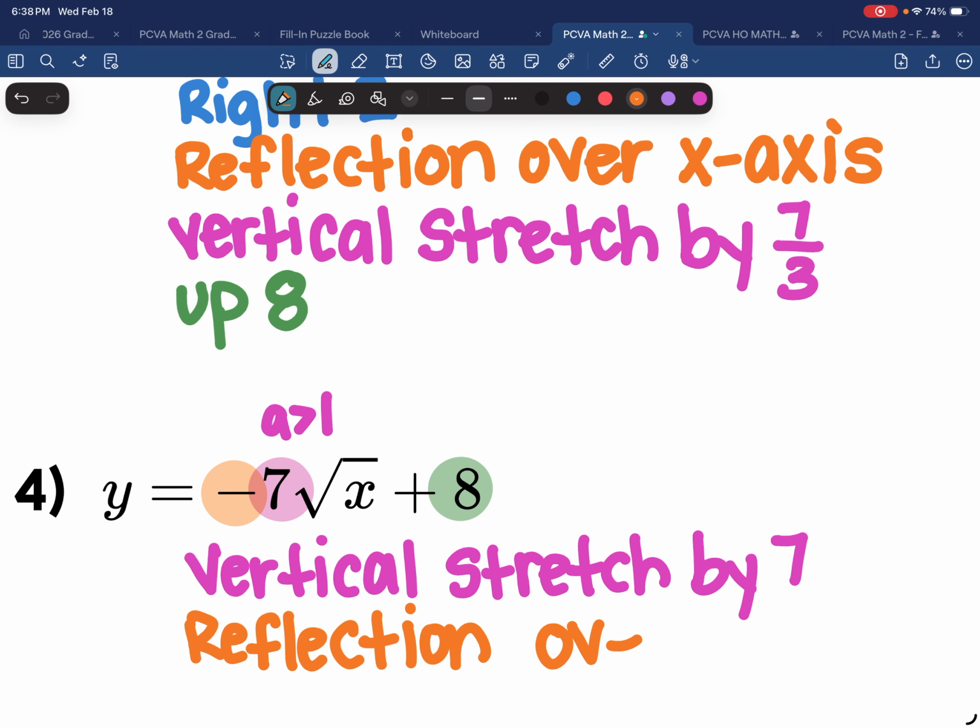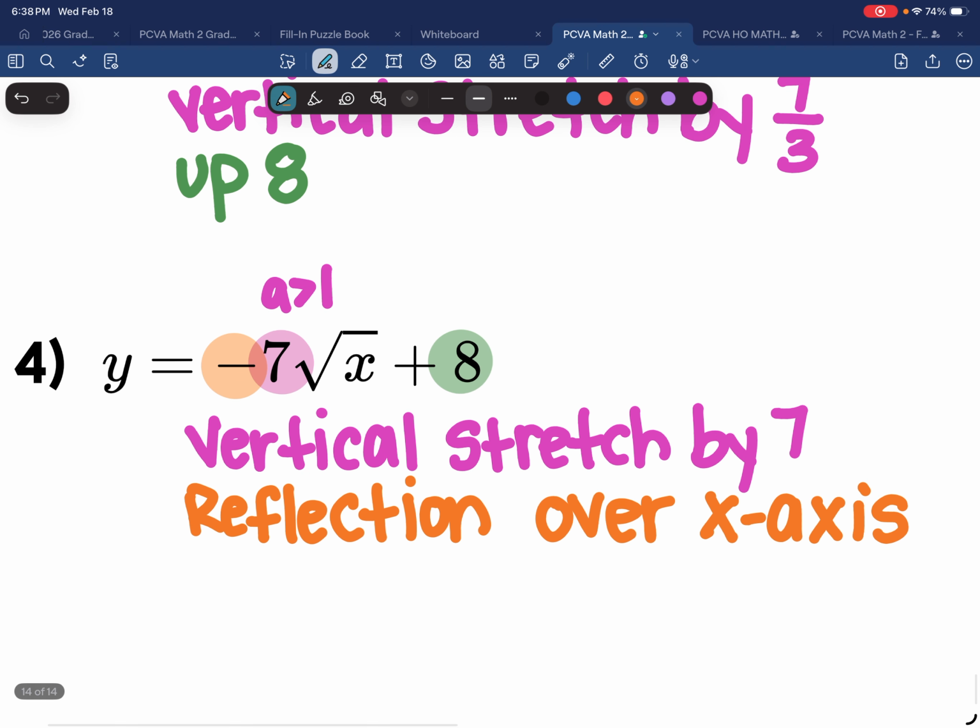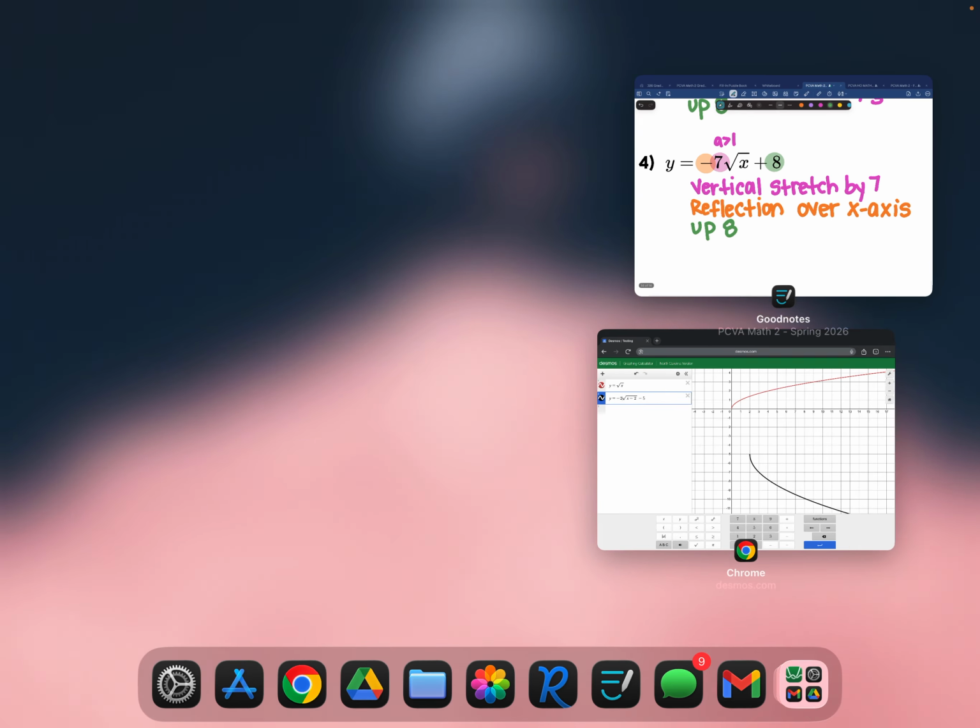And after we reflect it over the x-axis, then we're going to go to the k value, which is the outside of the square root, and it's positive, so that means that we're going to go up 8 units. Now, again, these rules are just something you're going to have to memorize. Once you memorize the rules, it really and truly is just about looking and stating what transformations you see. And you can always verify those graphically.